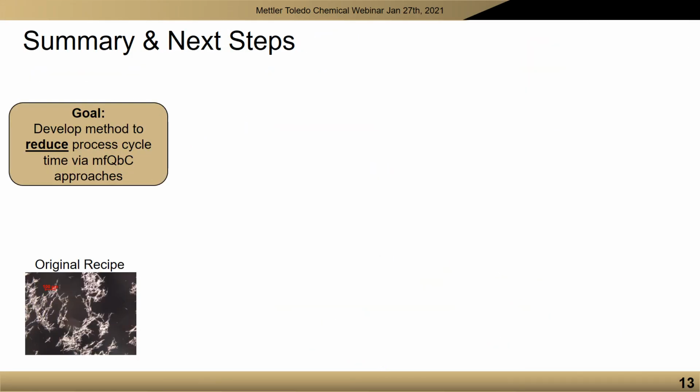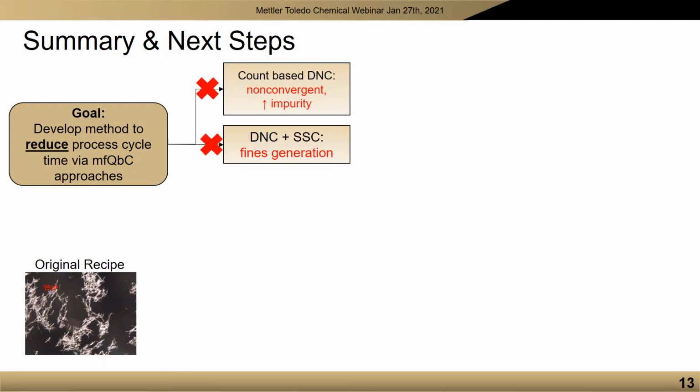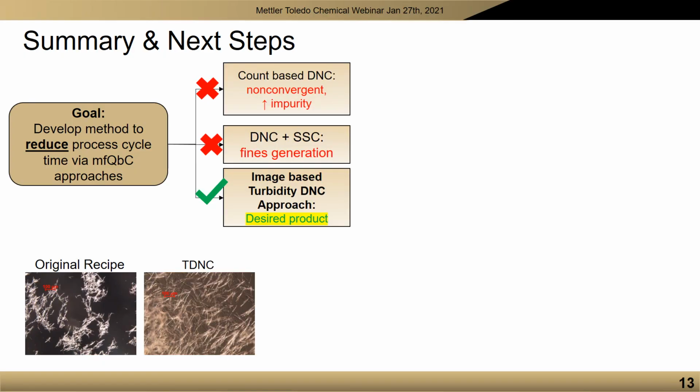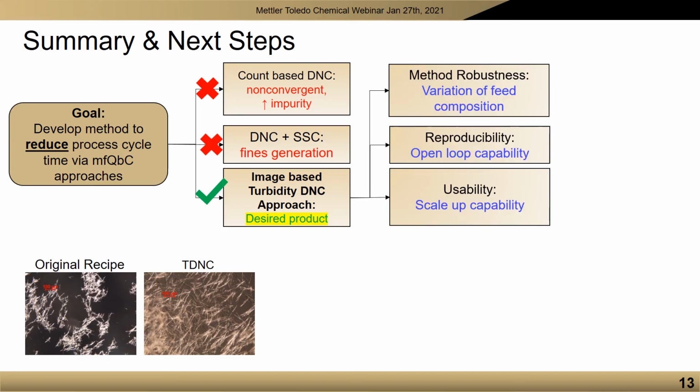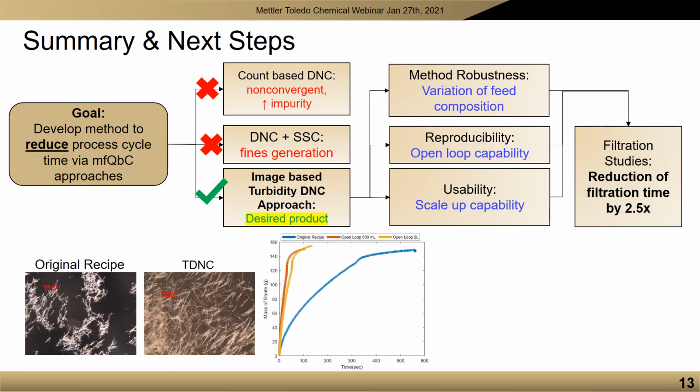To briefly summarize my talk here today, our goal was to use QBC design to reduce process cycle time of an agrochemical crystallization process. Because various traditional methods couldn't yield desirable results, an image-based turbidity direct nucleation control method was developed. The robustness, reproducibility, and usability of the new method was tested by varying solvent compositions, performing standard open-loop and scale-up experiments. Finally, a standardized filtration study demonstrated reduction of filtration time by 2.5 times compared to the original recipe.